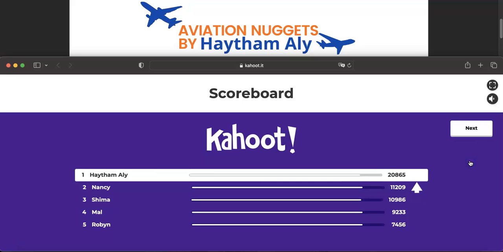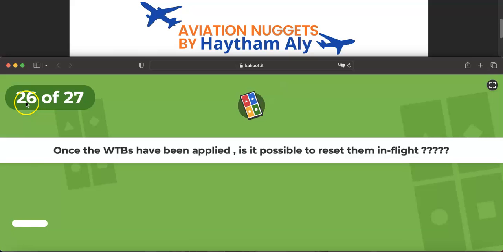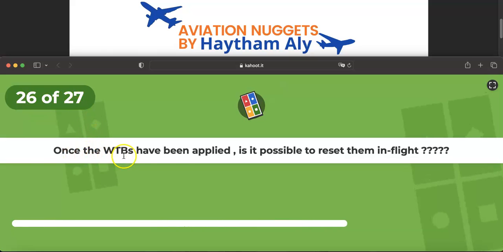I hope you enjoy this quiz and recall the Airbus A320 flight control system. Okay. Question 26 of 27. Once the wingtip brake have been applied, is it possible to reset them in flight?